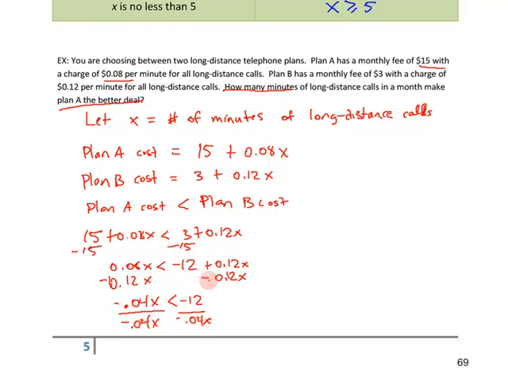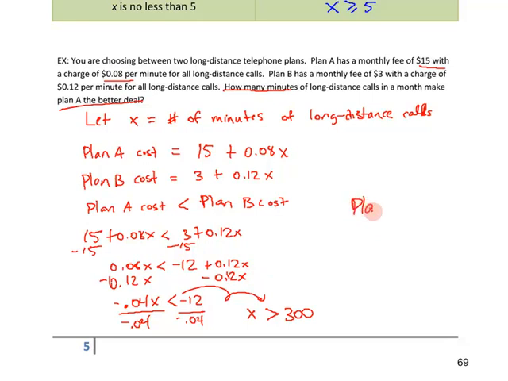By the way, I don't want to divide off the x. Sorry, that was a careless mistake. I want to just divide by negative 0.04. Now, do I flop the sign? And the answer is yes, I do, because I'm dividing by a negative. I get x is greater than negative 12 divided by negative 0.04, which gives me 300. So x needs to be bigger than 300. Now what is x? X is the number of minutes. So for Plan A to be the better deal, we need our number of minutes to be more than 300.